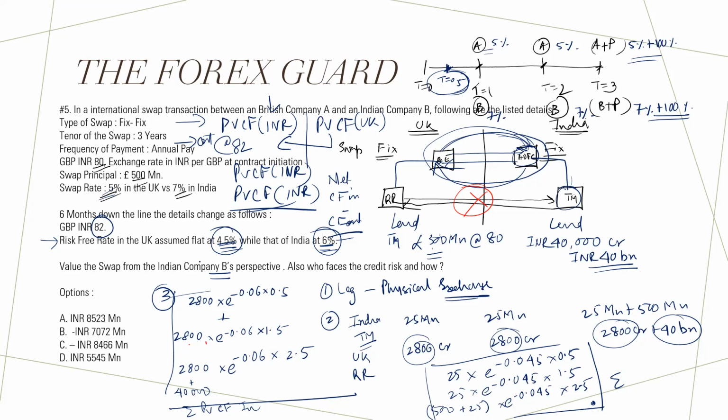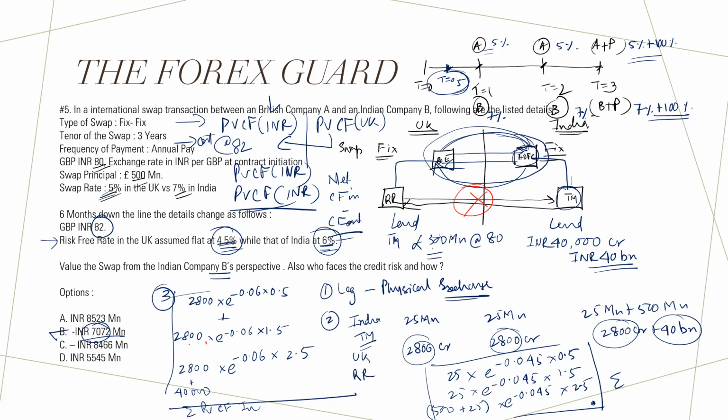Okay, so if you do that, from the Indian perspective, the value of this swap becomes minus 7072. That means that the Indian company is supposed to pay a net 7072 million. This is the amount that they have to pay net as a value to the UK counterparty at time t equal to 0.5. Okay, now that you know this, can you tell me who faces the credit risk here?